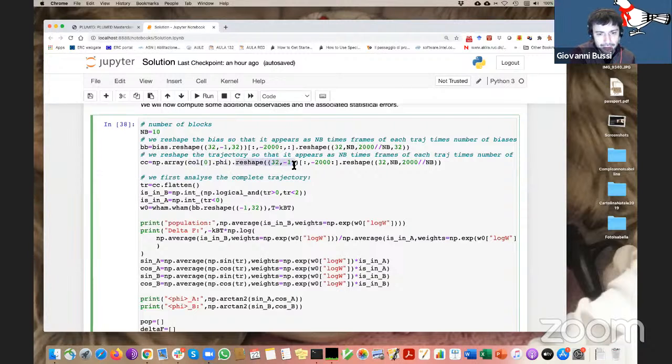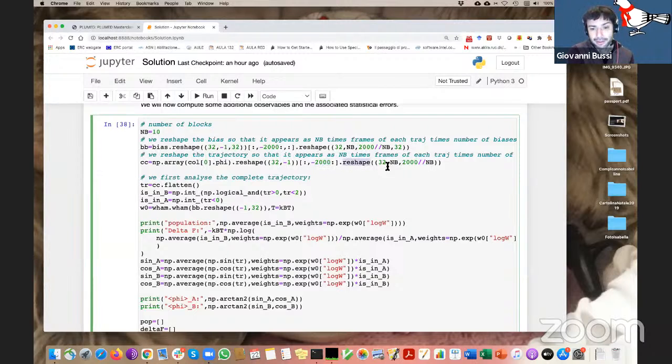I reshape it as 32, -1. This means I reshape it so that the first index runs between 0 and 31, and the second index runs as necessary. I take the last 2000 frames. Why? I want the number of frames per trajectory to be a nice number and not 2001, a number that can be divided by 10. So I basically am discarding the first frame.